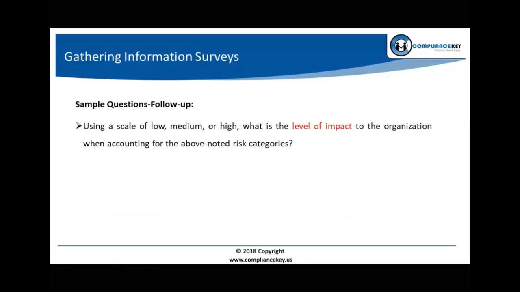Next, then move into the level of impact, from low, medium to high. What is the level of impact of this to the organization when they're accounting for these types of risks? Is this something that would impact the entire organization? Is it just a small department? And again, this helps define how serious the issue is.